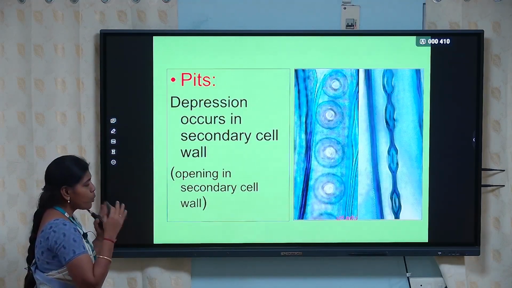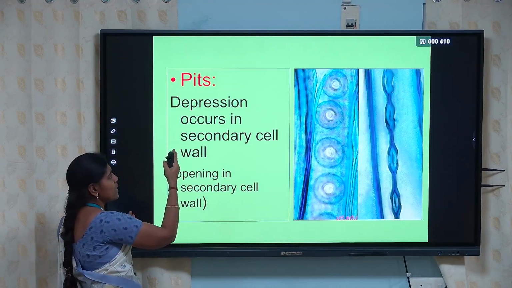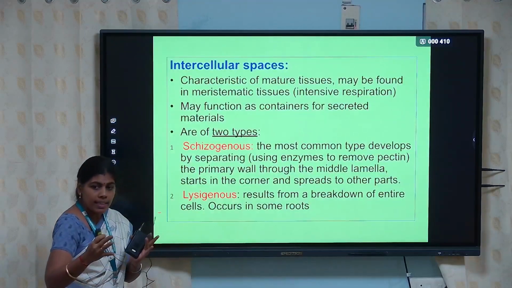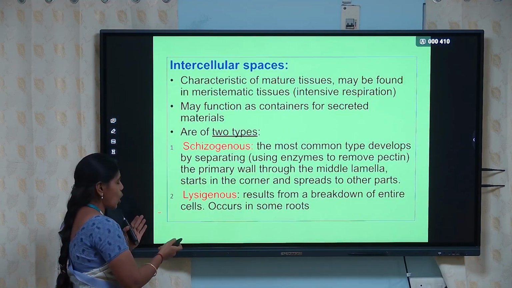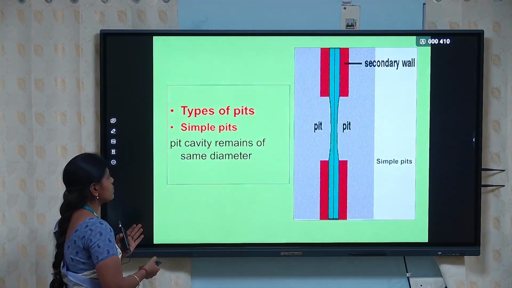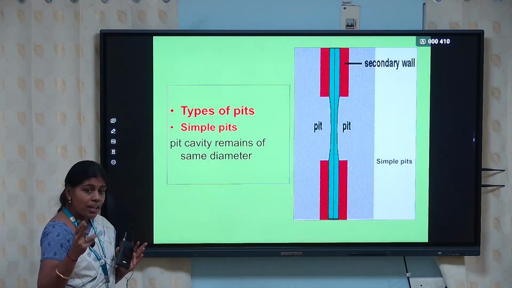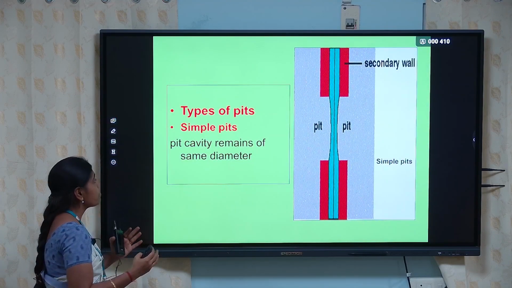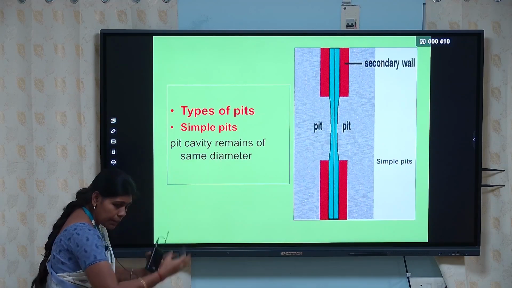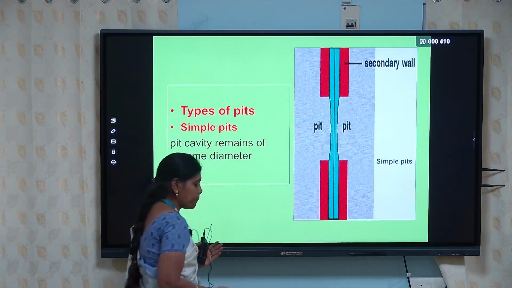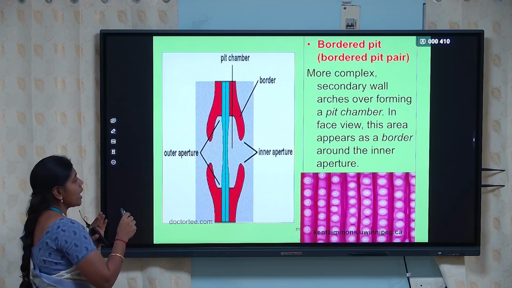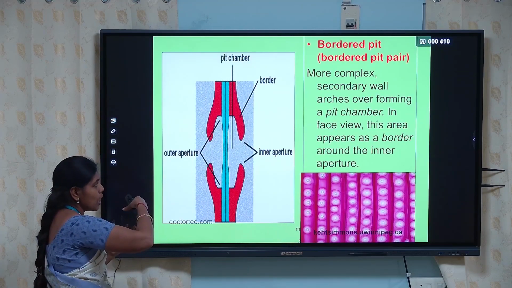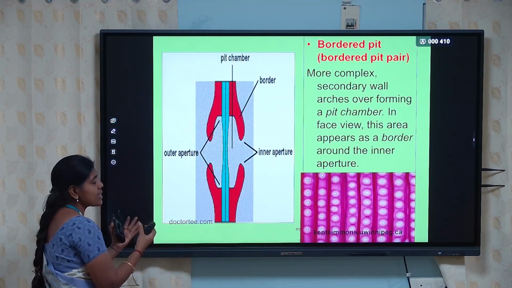And an important thing is pits. The depression that occurs in the secondary wall is called a pit. Pits are classified into two types: simple pits and bordered pits. When the pit cavity remains the same diameter, it is called a simple pit. A bordered pit has an aperture, with the secondary cell wall forming arches and a pit chamber.